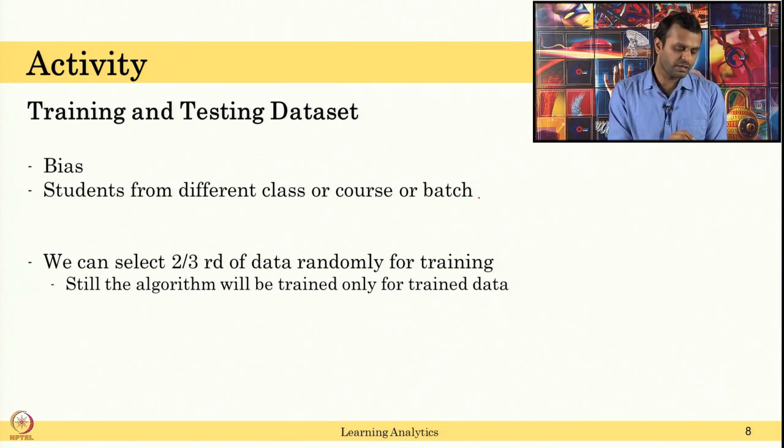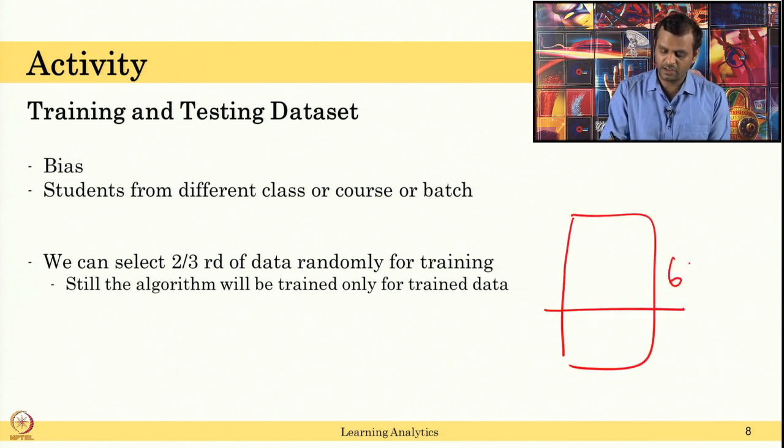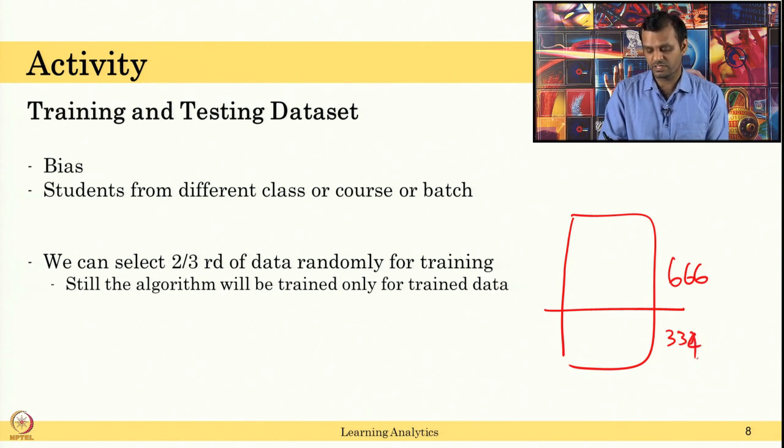To avoid it, what we can do is select 2/3 of the data randomly for training. Instead of selecting the first 666 data as the training and the last 334 data as the testing, we can randomly pick 666 data for training and the rest as testing. That is one way to do that. Still, the algorithm will be trained only on the training data, and its performance is tested only on the test data you have. So, how to avoid it?